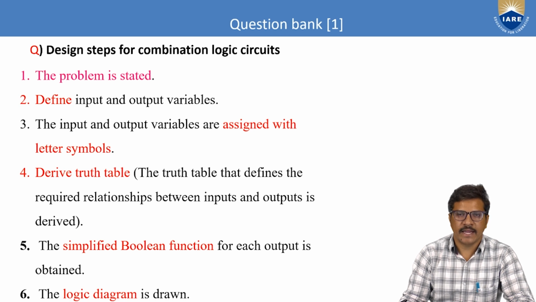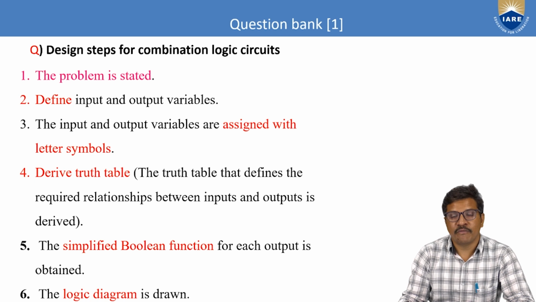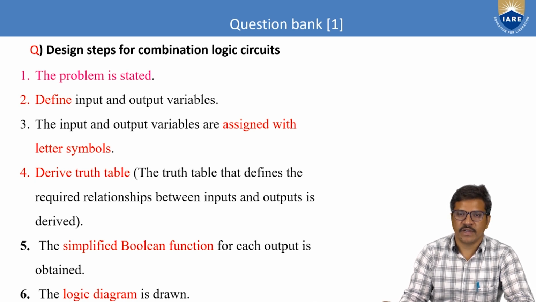Once you clearly describe the problem statement, then you have to define the input and output variables, and the inputs and outputs are assigned letter symbols, and then derive the truth table. This truth table gives the relation between the defined inputs and outputs, and then simplify the Boolean function for each output variable in the truth table column. Then once you get the simplified Boolean function, you have to draw the logic diagram.